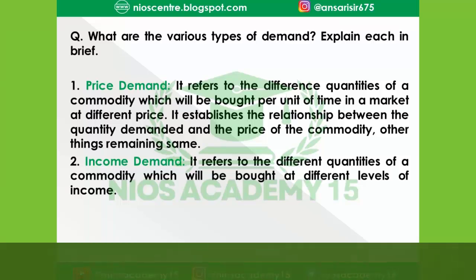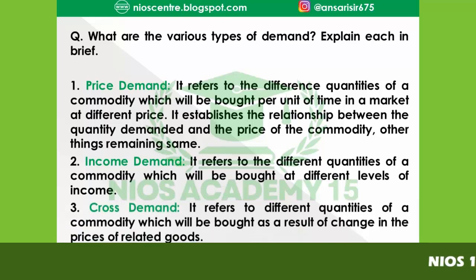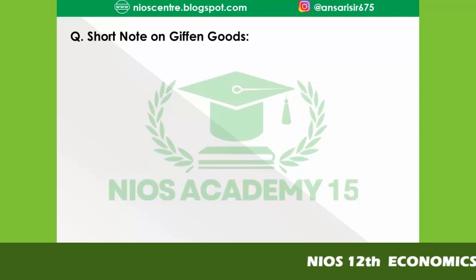The second part is income demand. It refers to the different quantities of a commodity which will be bought at different levels of income. And the third point is cross demand. It refers to different quantities of a commodity which will be bought as a result of change in the prices of related goods.